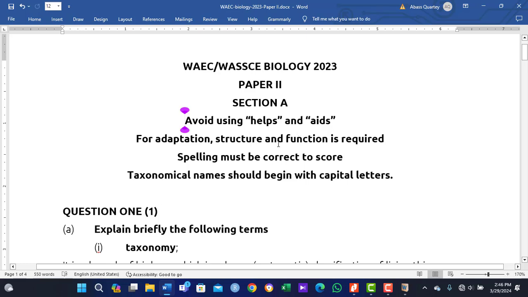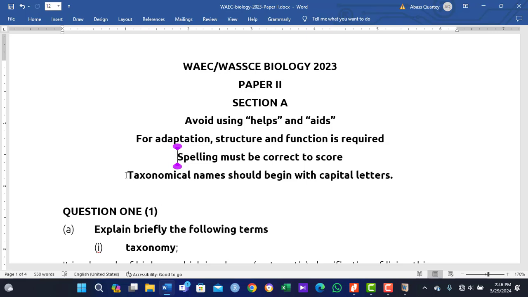Then the spelling must be correct to score, especially where the word makes all the difference in the statement that you make. For example, plants use chlorophyll for photosynthesis. Photosynthesis becomes a very important word in that statement, so you need to spell it correctly.